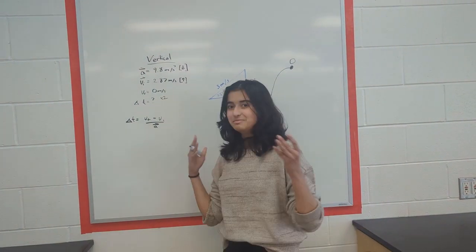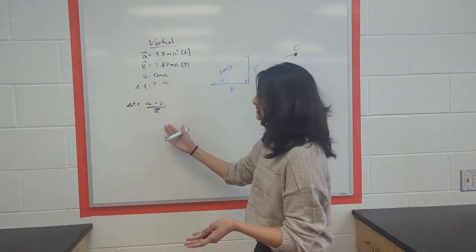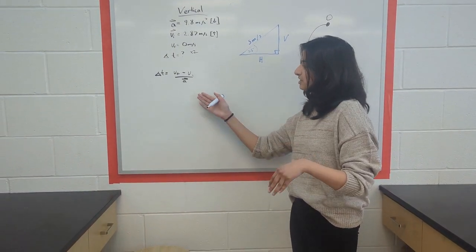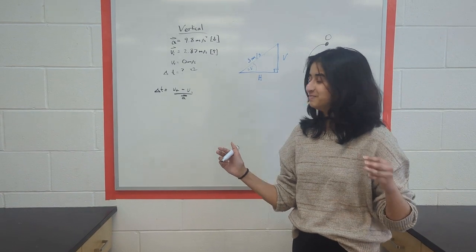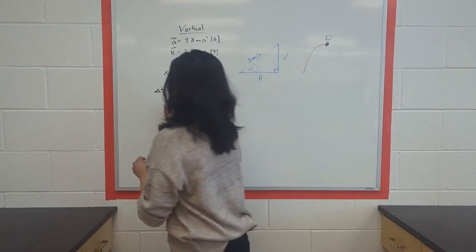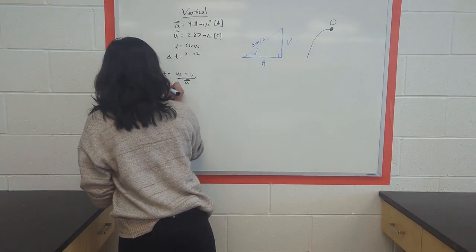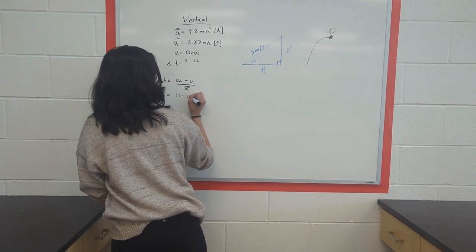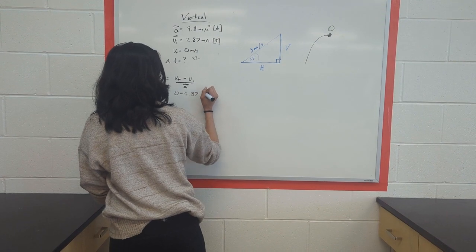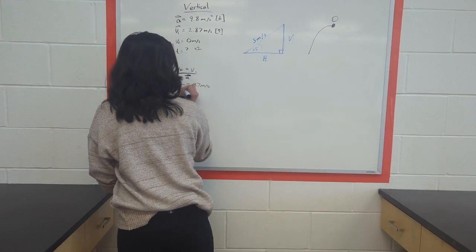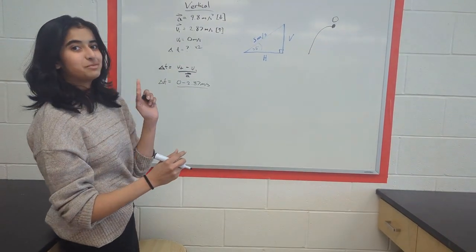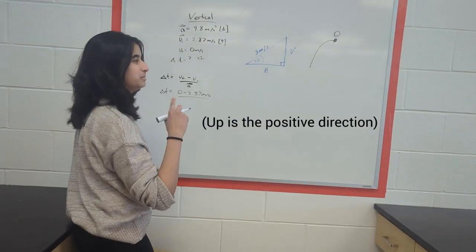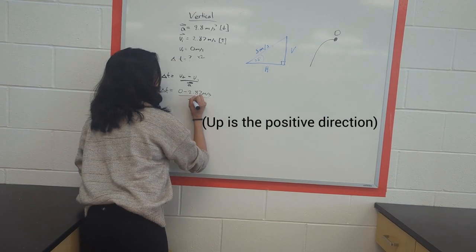So we can use the motion equation: time equals final velocity minus initial velocity over acceleration. We can just fill in what we have. 0 minus 2.87. And remember, acceleration has to be negative because it's going down, because going up is going to be the positive direction.